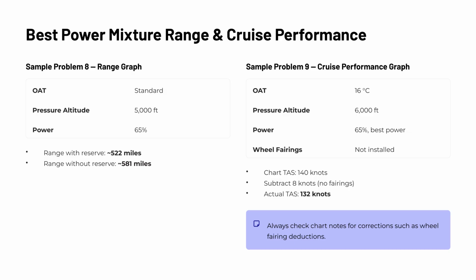This is a critical habit to develop. Always read the chart notes carefully before accepting any value as your final answer. Corrections for equipment differences like wheel fairings can meaningfully affect your performance numbers and must be accounted for in your planning.